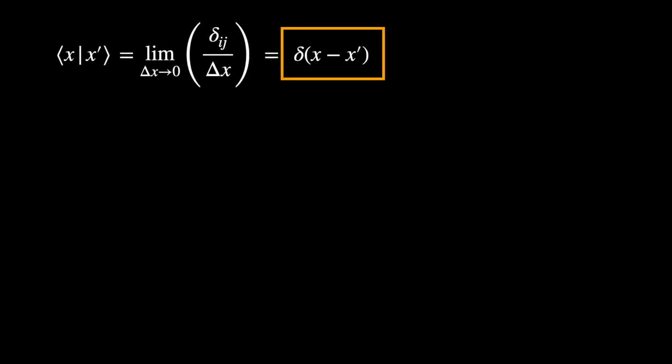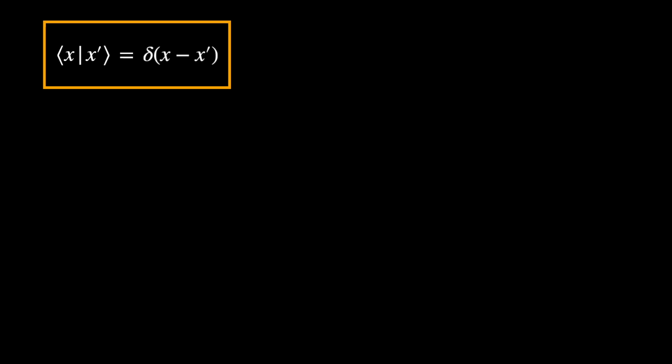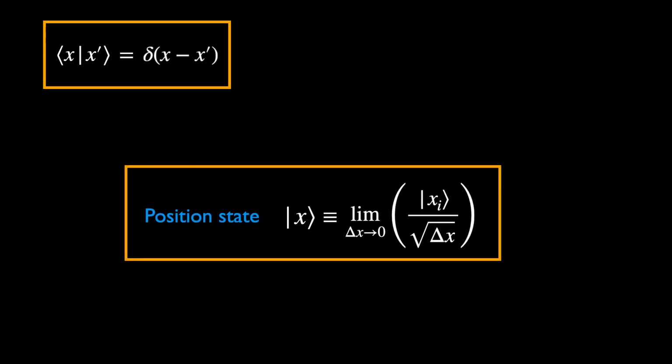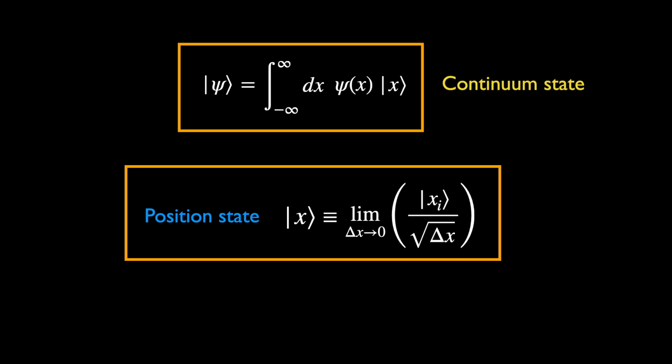After this long interlude about the delta function, let's get back to our discussion of continuum position states. We have just worked out that these states normalize to the delta function when they are defined like so. This definition comes from the previous result where we derived the general continuum state ket psi expressed in the basis of position states.